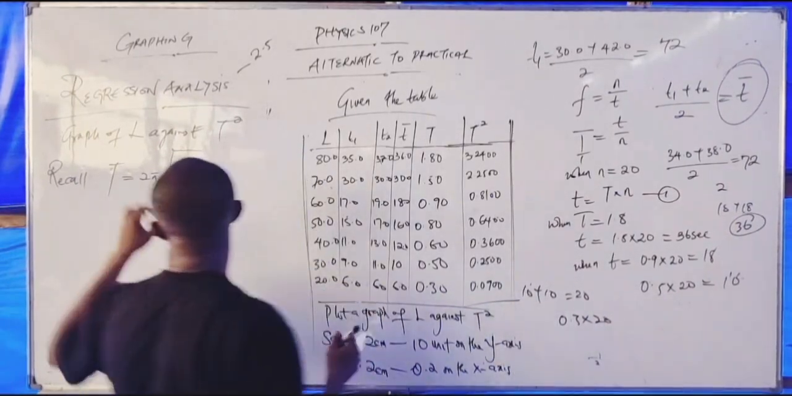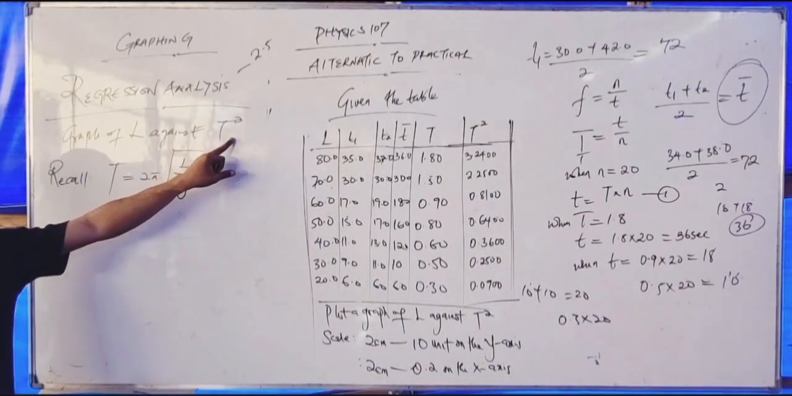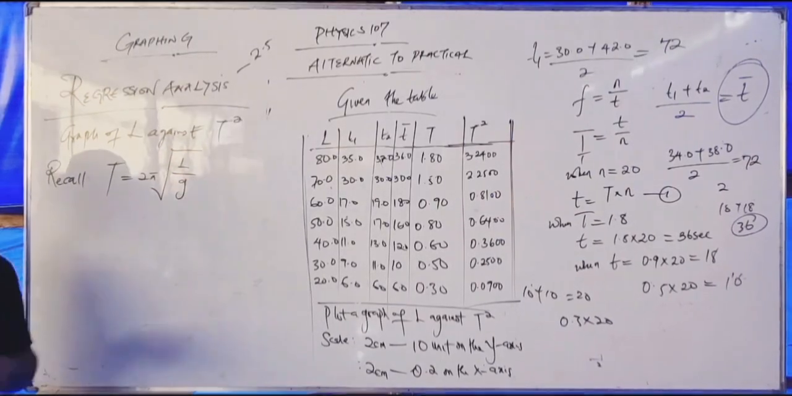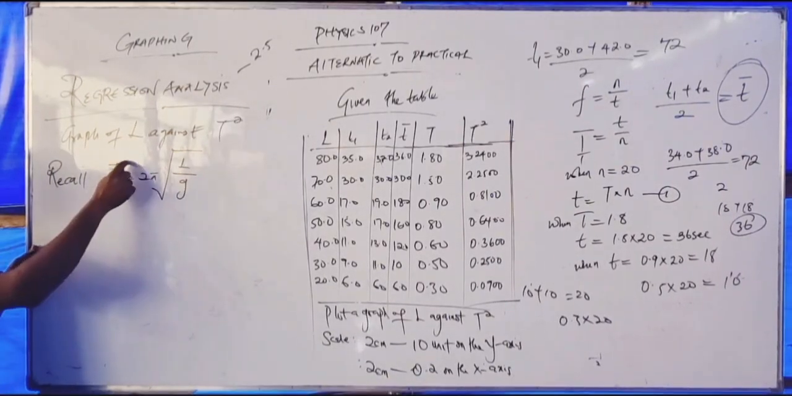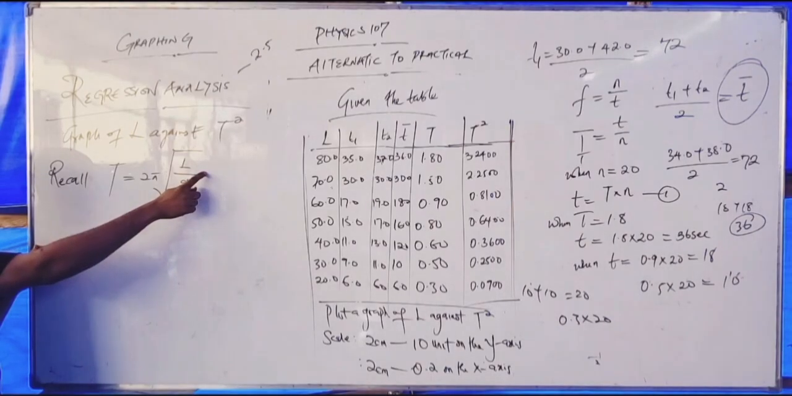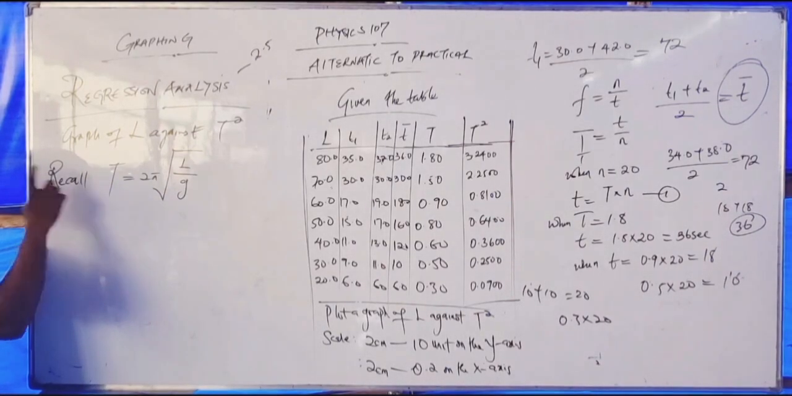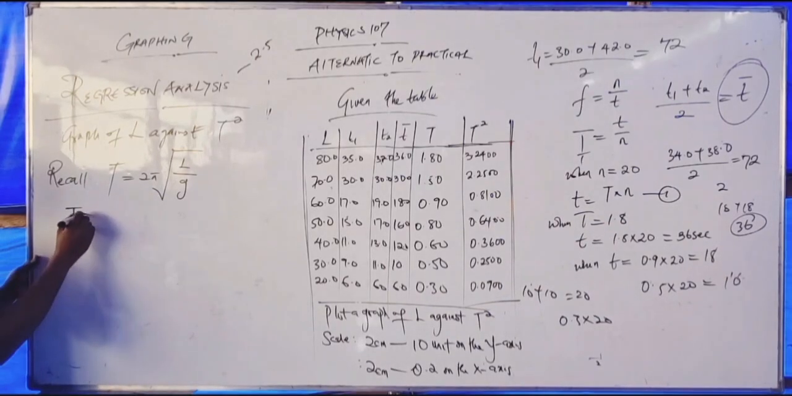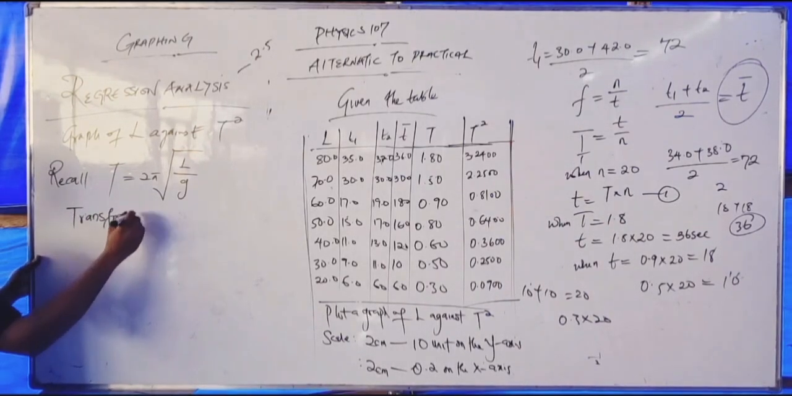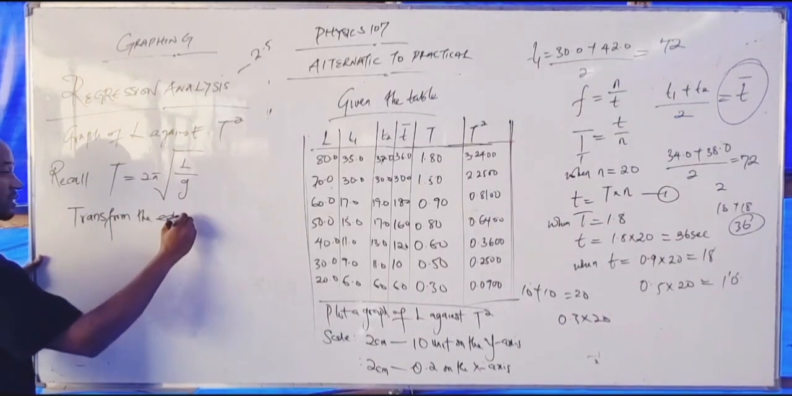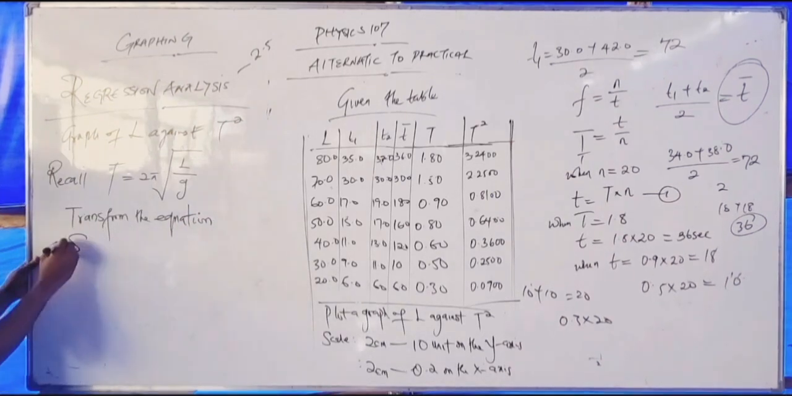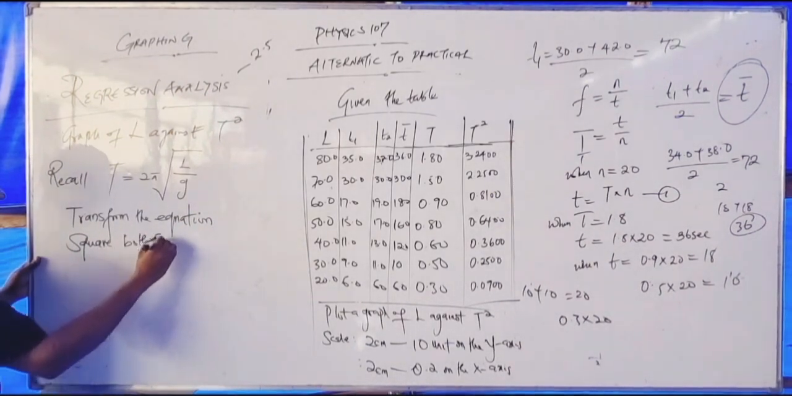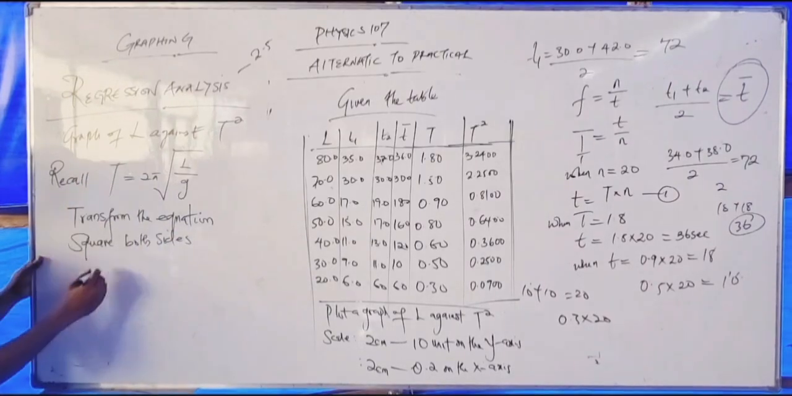Since I'm plotting a graph of L against T square, a graph of L against T square, I'll look for a means to generate T square and L. How do you generate T square here? I will square both sides. So I'm transforming the equation. I will square both sides. When you square both sides, what do you have here?